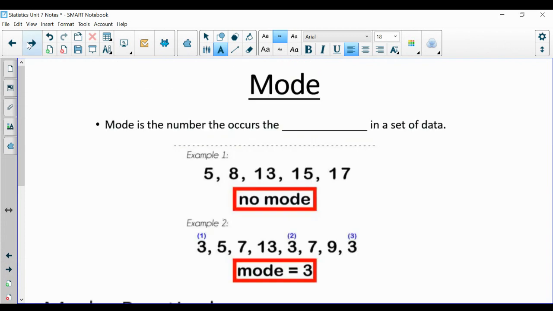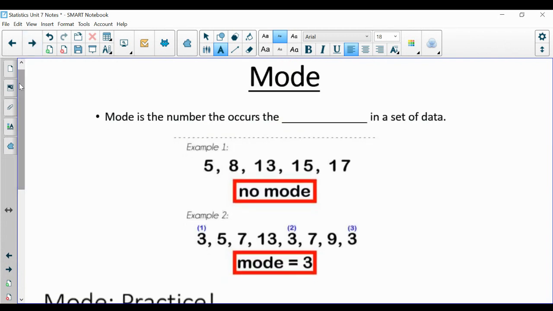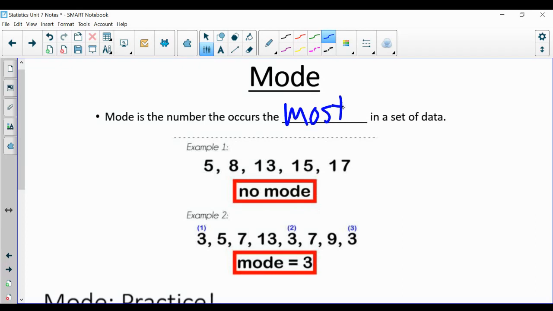So let's go ahead and move over to mode. Mode is going to be the super easiest thing that you've ever learned about because it is just the number that occurs the most. Okay, so mode occurs the most. So basically, you're looking for one number or two numbers, however many, that appear the most times in your data set. If you look at example 1, we have 5, 8, 13, 15, 17. Well, those are all different numbers, so it's no mode. And yes, you can have no mode.